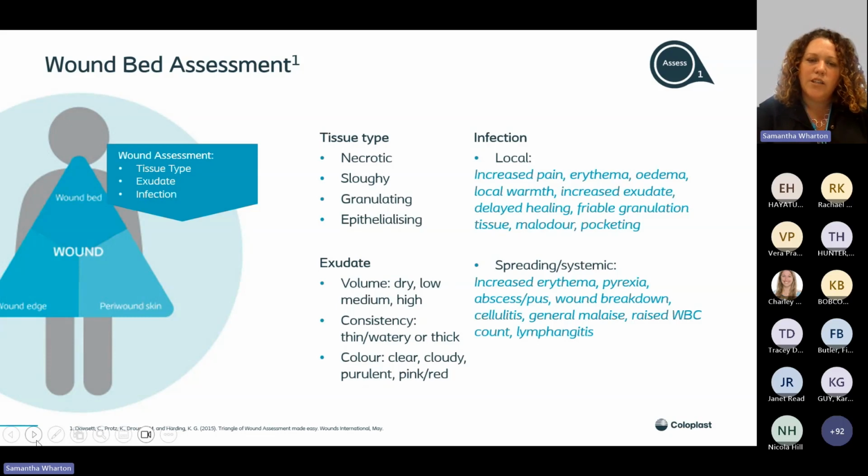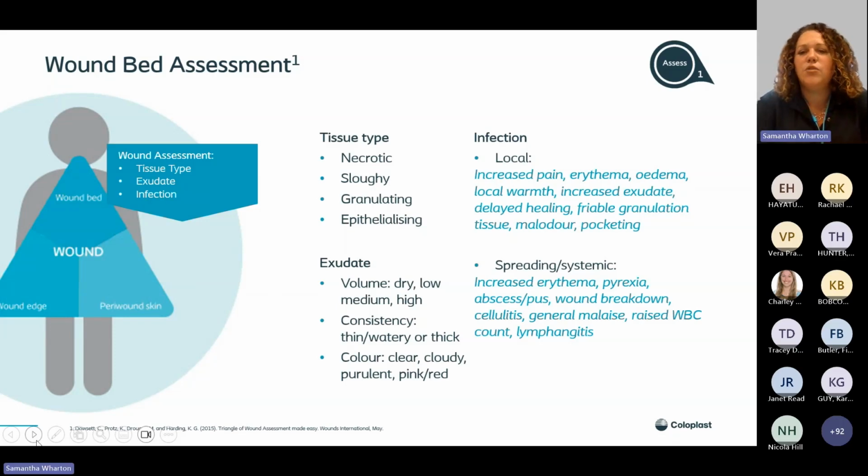Then we look at the exudate. So we're looking at the volume. How much is present? Is it very, very dehydrated? Is the wound quite dry? Is it quite a high level of exudate? Is it leaking through dressings? Is it quite thick or is it thin? What color is it? Is it clear? Is it straw colored? Is it purulent? Is it pink? Is it red? All of these are indications, and you need to be recording this and looking at them in depth.